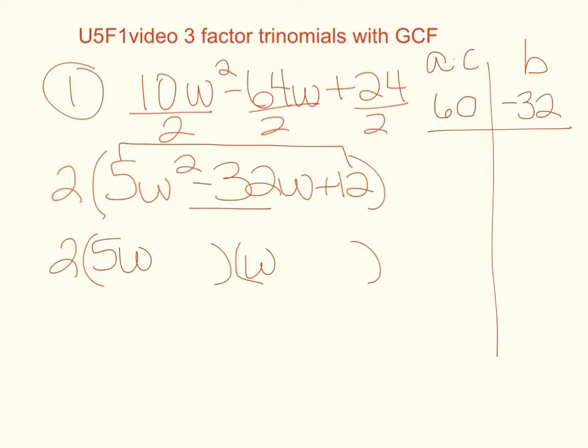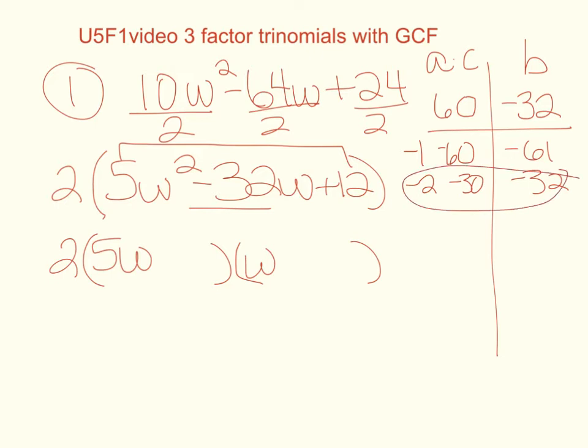A couple things you need to remember here. I want to multiply two numbers to get a positive 60, but when I add them, I get a negative number. So you should know that the two numbers you multiply both have to be negative. Let's start with negative 1 and negative 60, and I get negative 61. That doesn't work. So negative 2 and negative 30 gives me negative 32, and that's what I want. So that was pretty fast. These are the numbers I want.